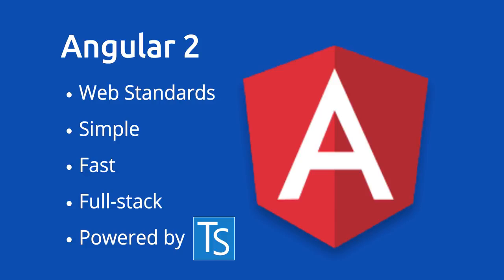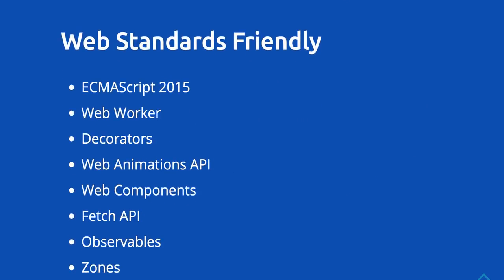So we will talk about web standards. Angular 2 has incorporated web standards and web components. It is fast track, full stack, and it is powered by TypeScript, right? So it is web standards friendly. Whatever web standards we are going to use are friendly with ES6. We are using web workers, decorators, TypeScript, observables, zones, fetch APIs, and web components, right? These are some of the features of Angular 2.0.